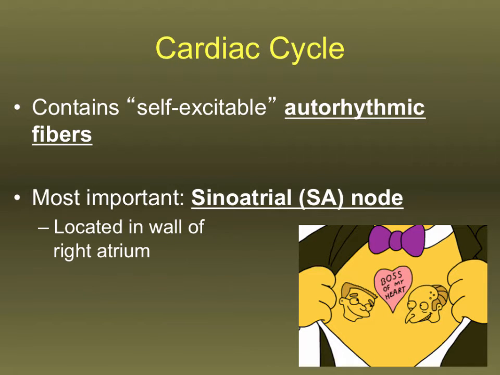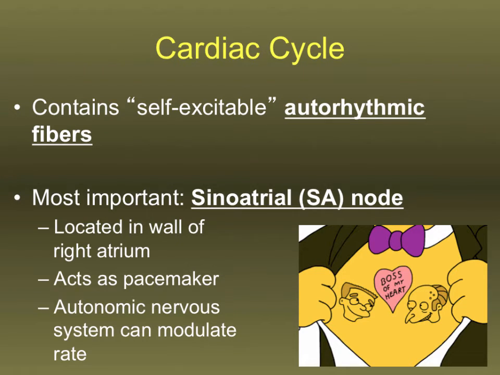So in the right atrium of the heart, there is a group of cells known as the sinoatrial node, or just the SA node for short. And these are the cells that are going to act as the pacemaker of the heart. They are the ones that are going to determine how quickly the heart's going to beat, how slowly the heart's going to beat. Of course, there can also be input from the nervous system.